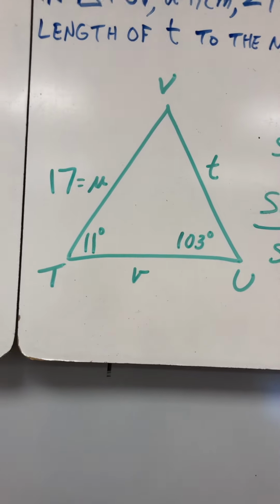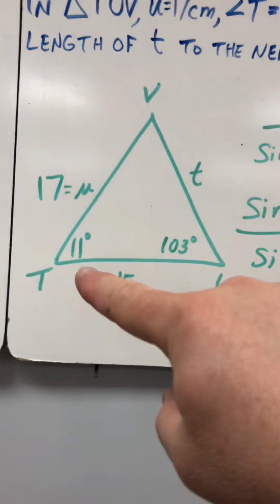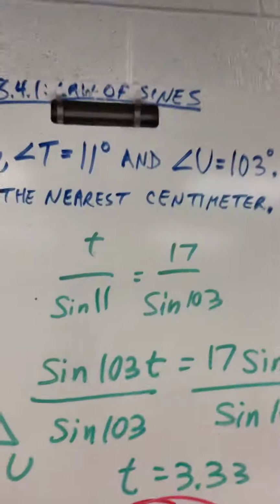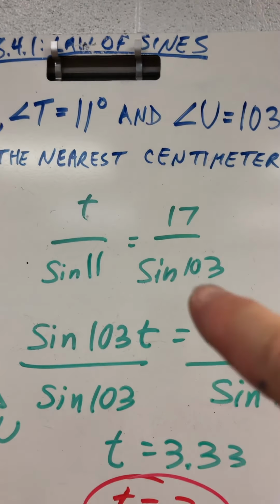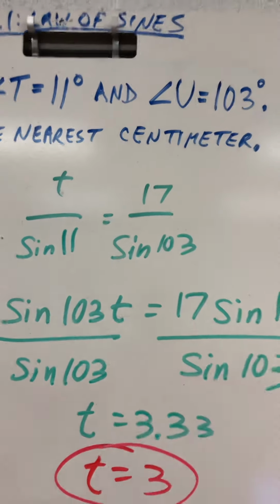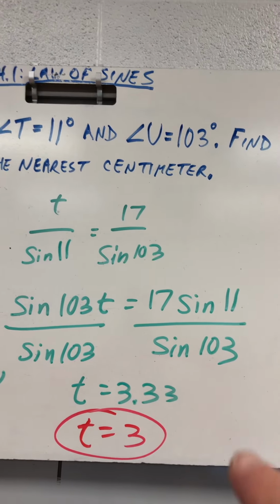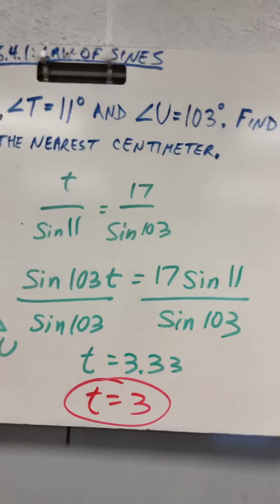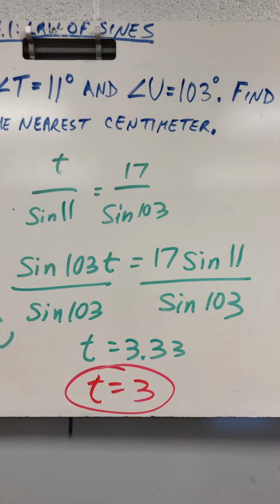So we're going to do t over sine 11 equals 17 over sine 103. Then we cross multiply: sine 103 times t equals 17 times sine 11. Divide by sine 103: 17 sine 11 divided by sine 103, you get 3.33, but it says to the nearest centimeter, so the answer is just 3.